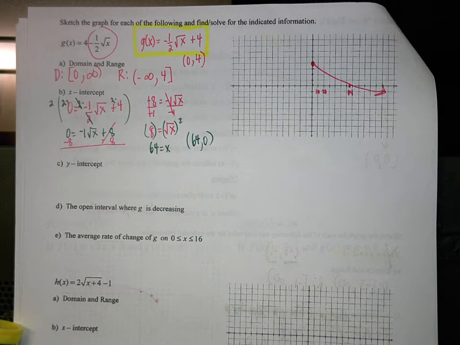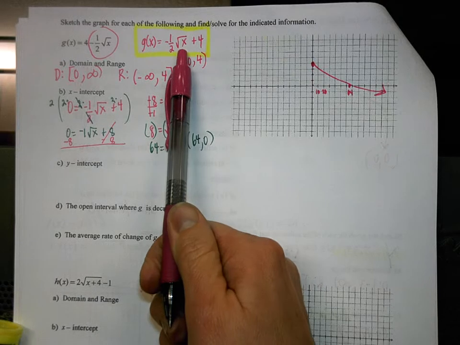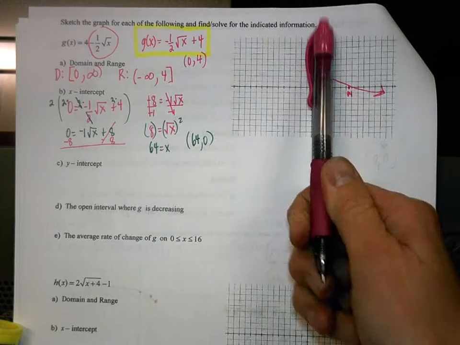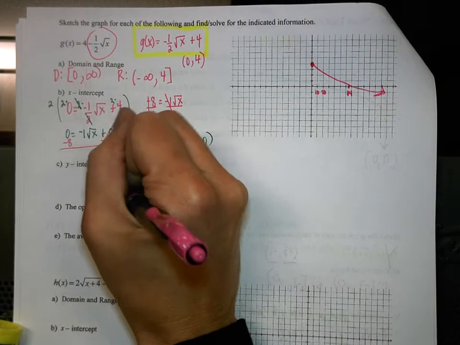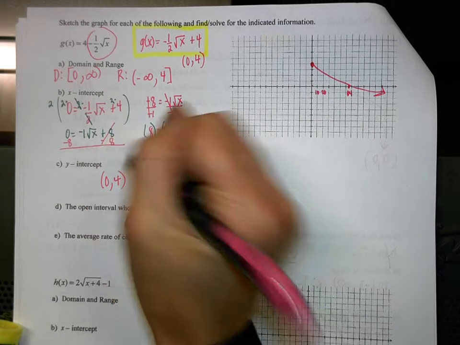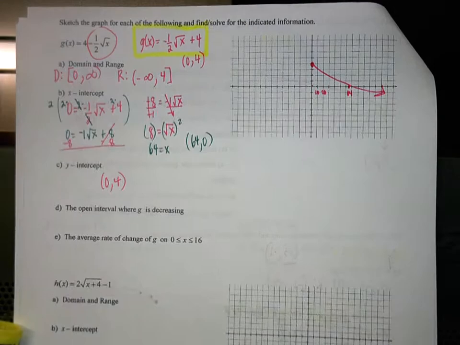Okay, so now y-intercept. Now we know we can plug in 0 for x and solve for y, or if you notice, we already have a point there on our y-axis. And so we actually already have our y-intercept, and that is (0, 4). But if you didn't see it and you plugged it in, you would get the same answer.